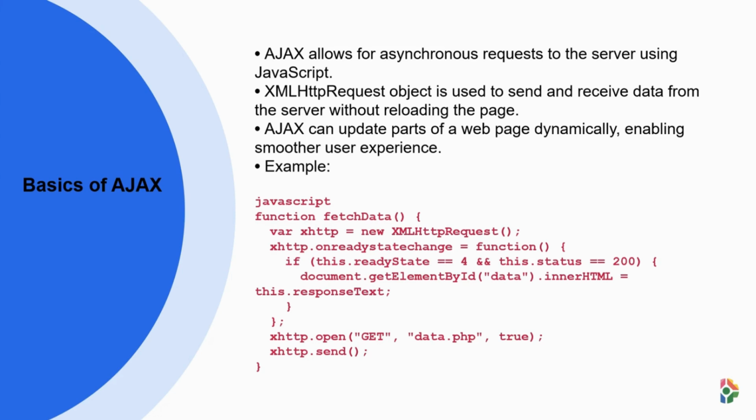This ability to update specific parts of a web page dynamically without disturbing the rest of the content leads to a smoother and more user-friendly experience. In the provided code snippet, the fetch data function demonstrates how an AJAX request can be made to fetch data from a server and then update an element on the web page with the retrieved data.